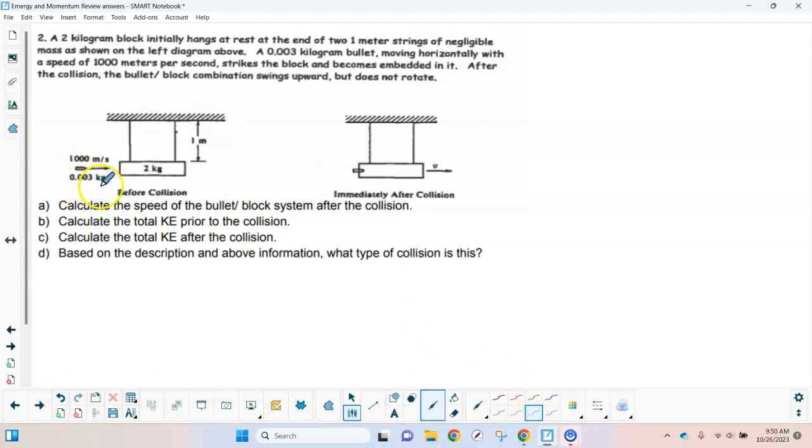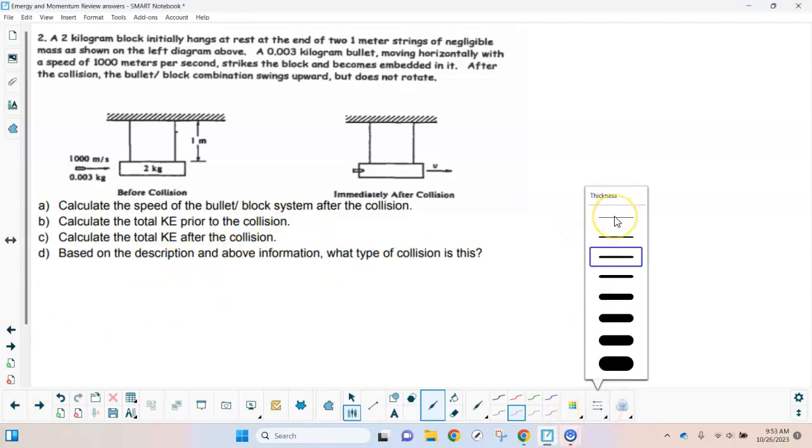a mass of 0.003 kilograms and is going at 1,000 meters per second. It's going to run into this block that's just hanging here, which has a mass of 2 kilograms. And we're going to try to figure out, after the bullet gets embedded in the block, what is the speed of the bullet-block system after the collision. And then we're going to calculate kinetic energy before and after, and that's going to help us decide the type of collision that it is. So we're going to go ahead and try to figure this one out.